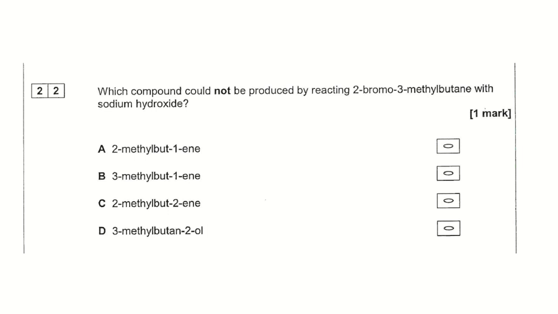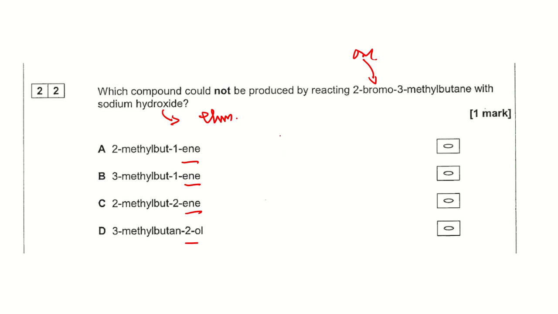Which compound could not be produced by reacting 2,3-methyl with sodium hydroxide? Sodium hydroxide will do a couple of things. It can replace the bromine with an OH, and it can also carry out elimination. It's fairly obvious elimination does happen here, because all my products apart from this one are going to be alkenes.